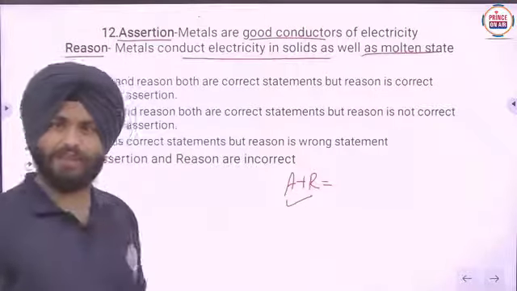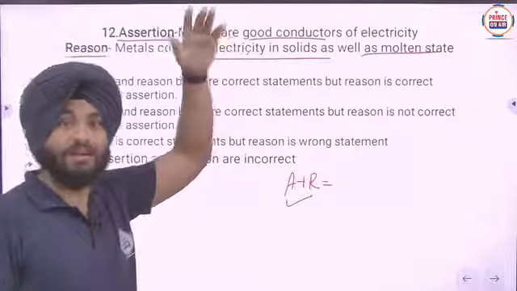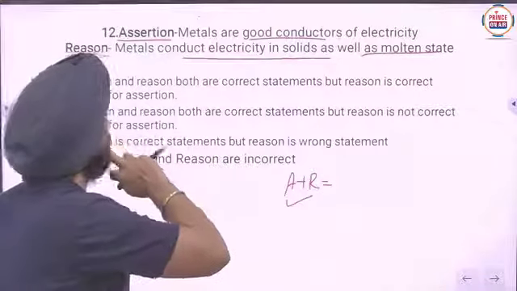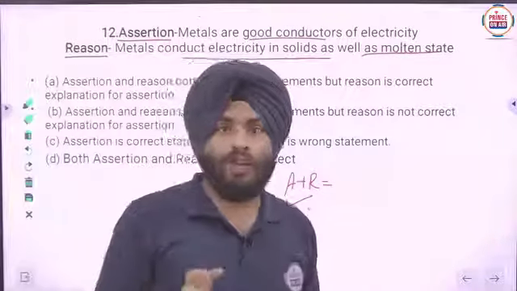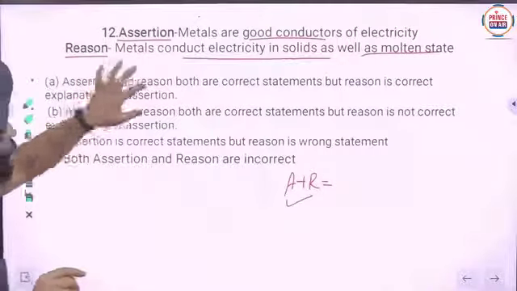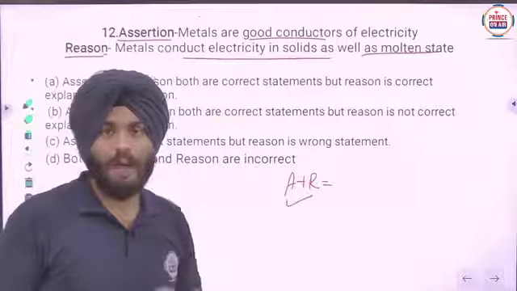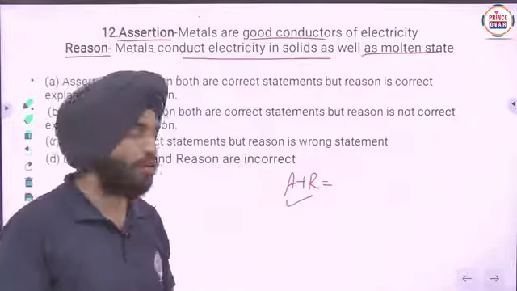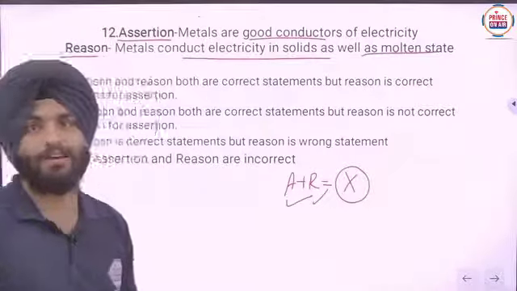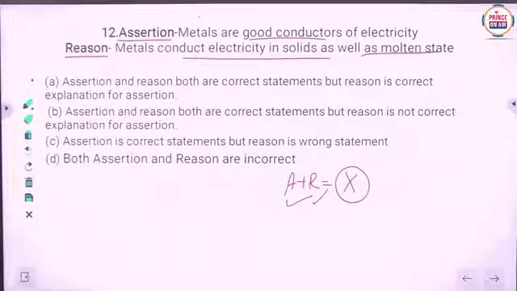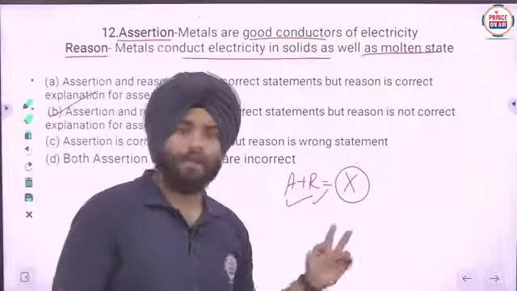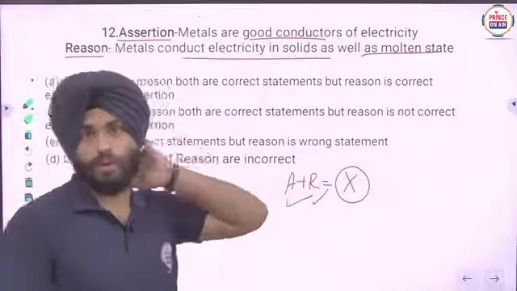Correct. Reason: metals conduct electricity in solid as well as in molten state. Both statements are true, but the reason is not the correct explanation of the assertion. It should be like: metals can conduct electricity due to free electrons. If that statement were there, then you could say both are correct and the reason is the correct explanation of the assertion. So here the reason is also correct, but it is not the correct explanation of the assertion. Okay, clear? So option B will be right. If we get 2 right, it means option B.